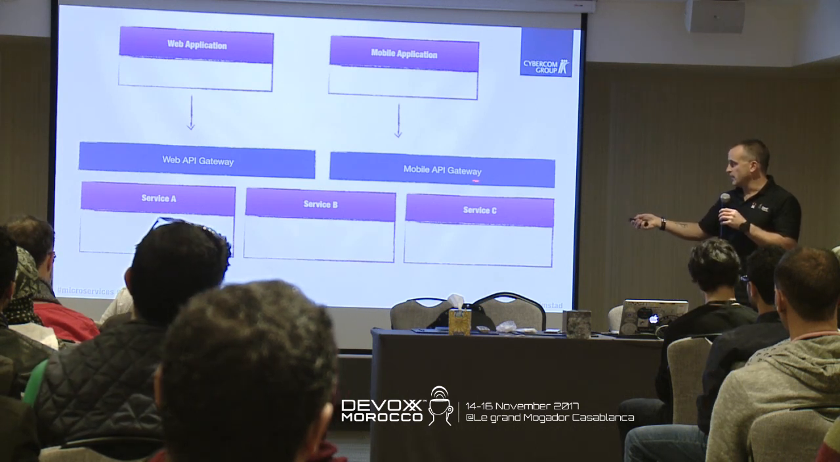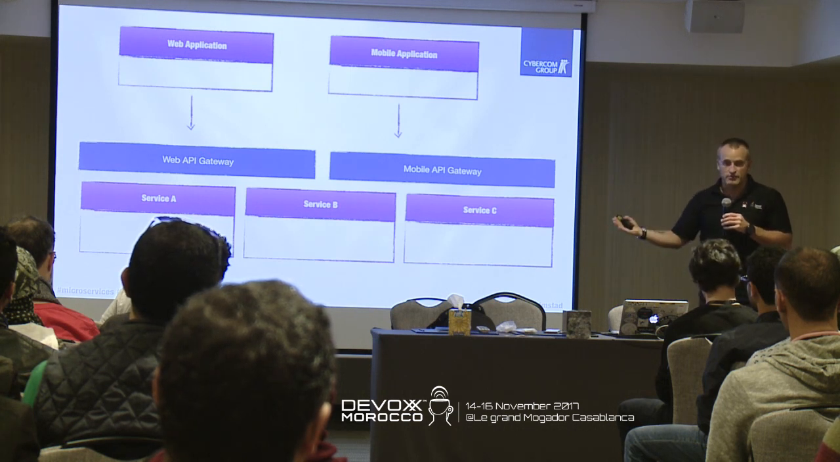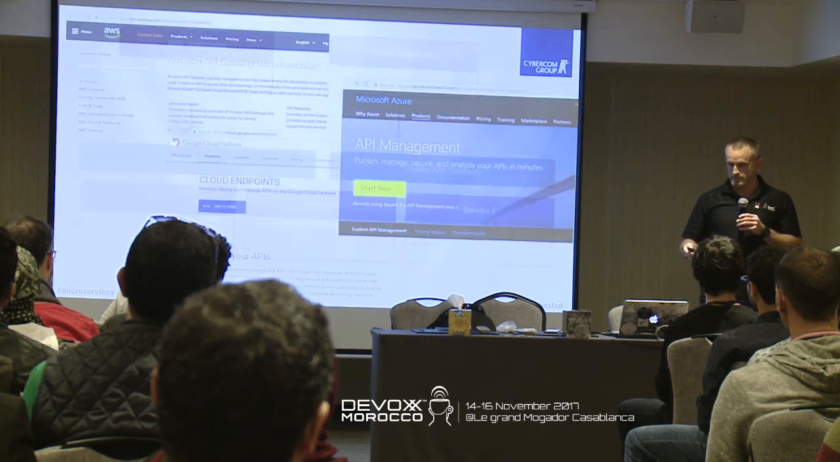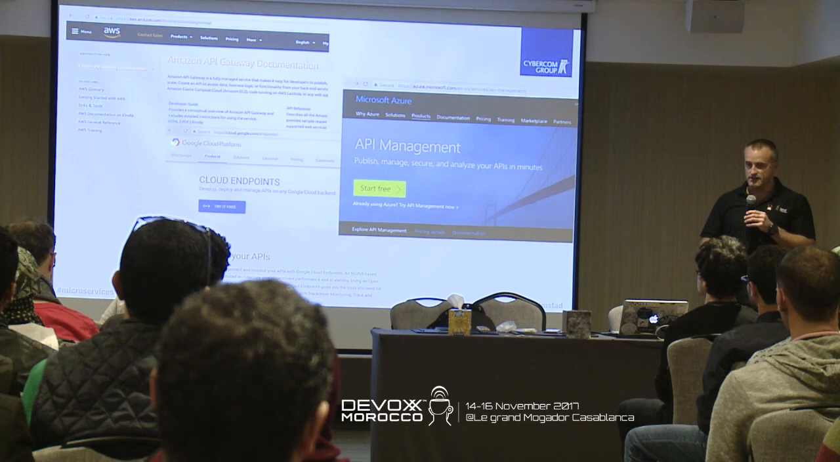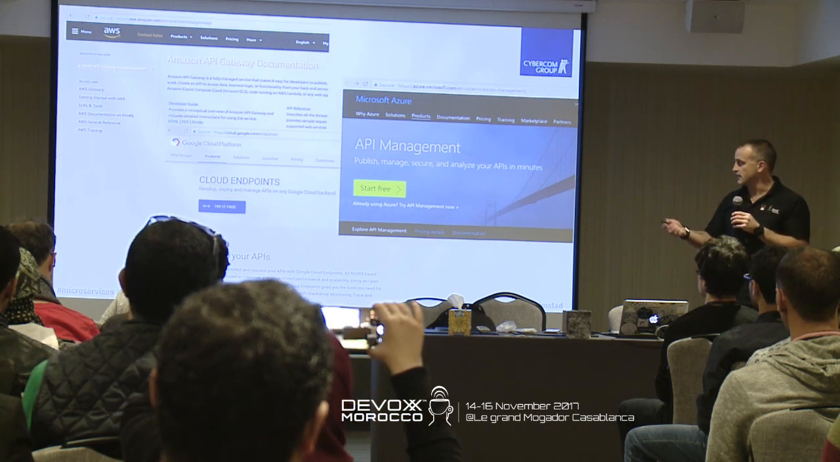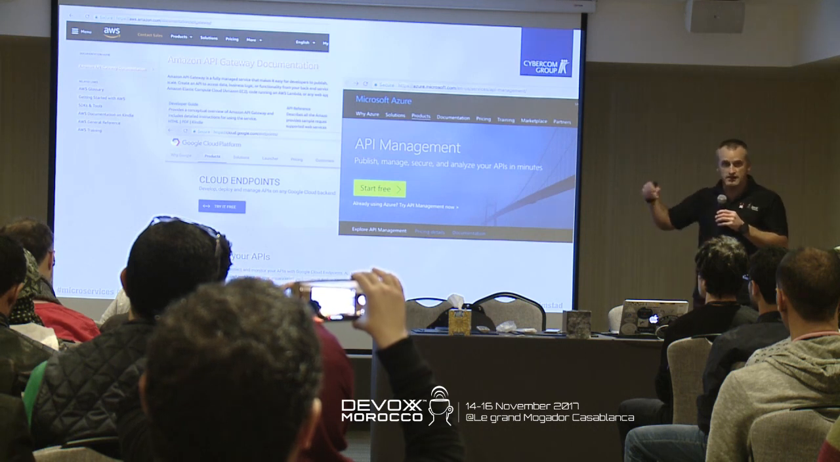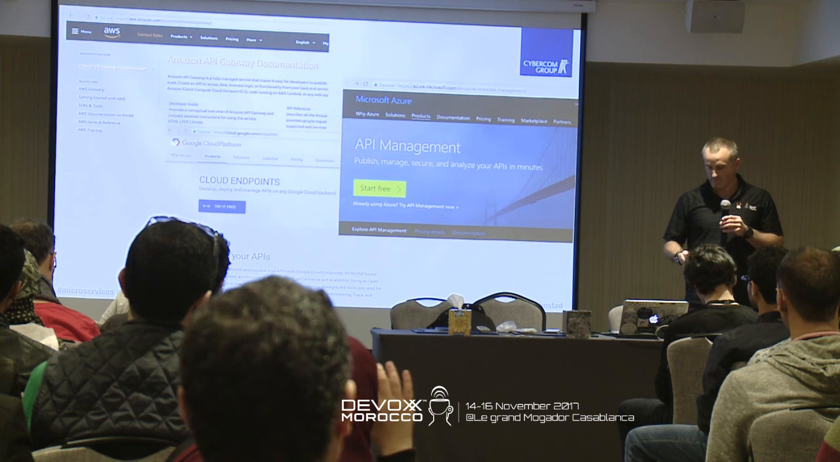So we have a mobile API gateway and a web API gateway. And this is what we call the backend for frontend pattern. And there are several services out there if you're in the cloud. I've listed a couple of them here, Amazon, Microsoft, and Google, where you can configure the API gateways in your cloud environment.